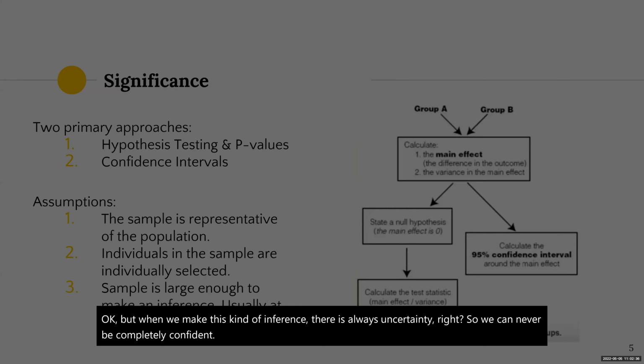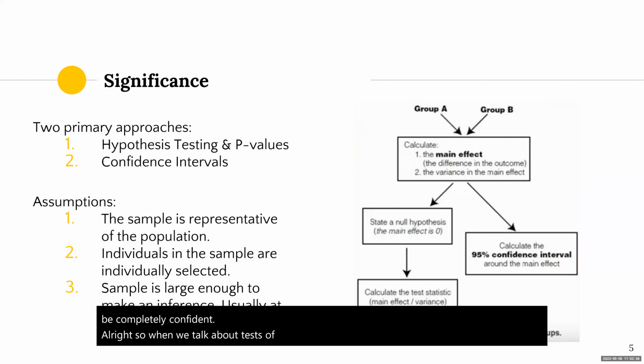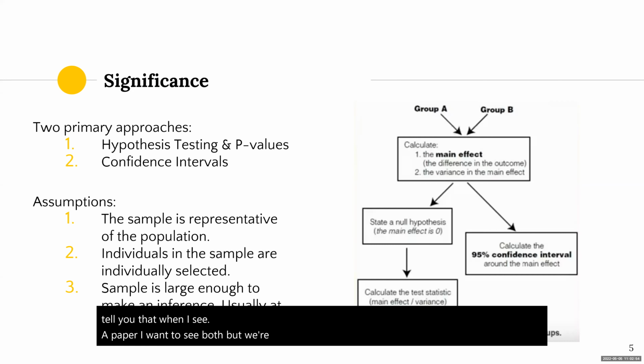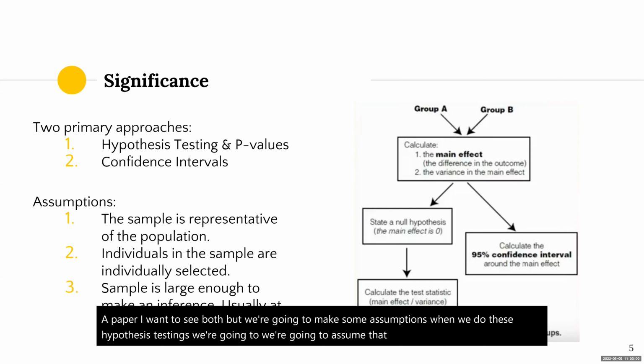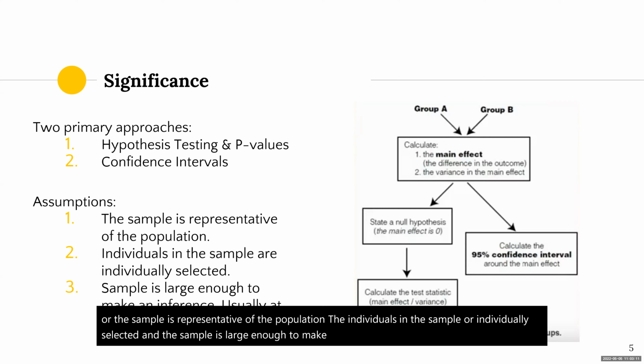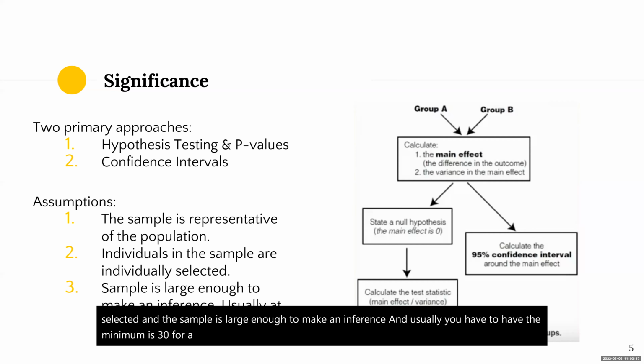All right, so when we talk about tests of significance, we're talking about two primary approaches. We can have a p-value or a confidence interval. Now, I'm going to go ahead and tell you that when I see a paper, I want to see both, okay? But we're going to make some assumptions when we do these hypothesis tests. We're going to assume that the sample is representative of the population, the individuals in the sample are individually selected, and the sample is large enough to make an inference. And usually the minimum is 30 for a sample size, right?